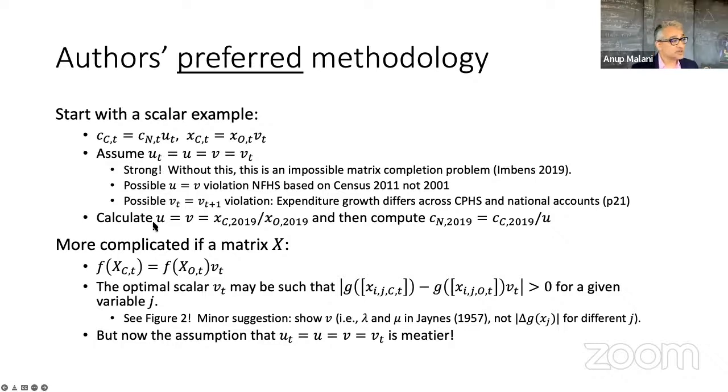Then what you're really going to do is say, all right, I'm going to calculate the multiplicative error on consumption as equal to the multiplicative error on other variables, and I'm going to calculate the multiplicative error on other variables as the ratio of, I'm being super simplistic about this, right? This is a scalar example, the ratio of other variables in CPHS in, say, 2019, and other variables in other data sets in 2019. Okay, and then once I have this U, I can calculate it for C, because I've just assumed that U and V are the same and they're time invariant. Okay, that's a simple scalar example.